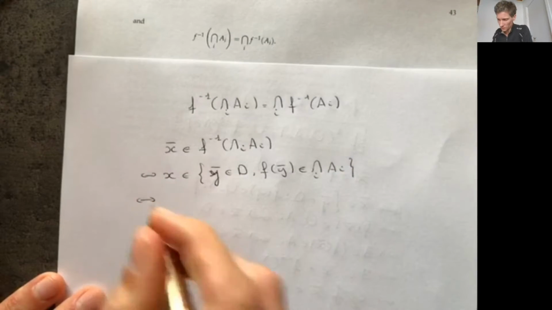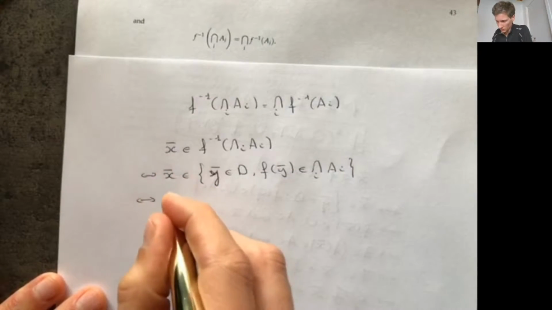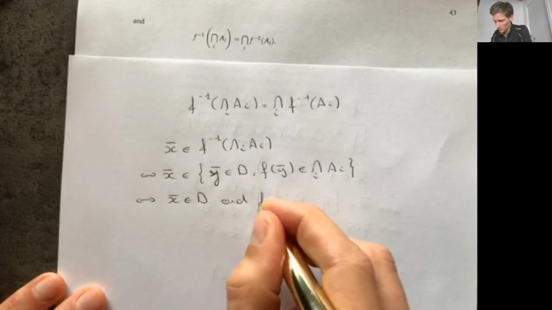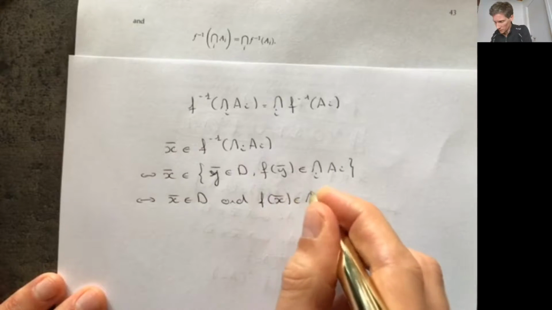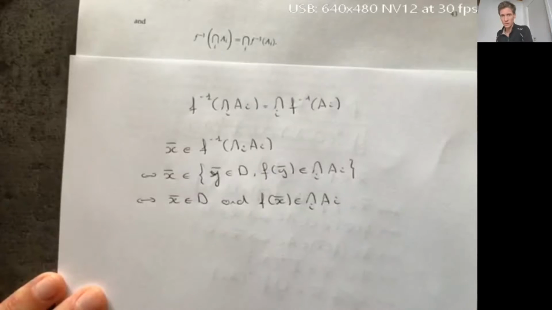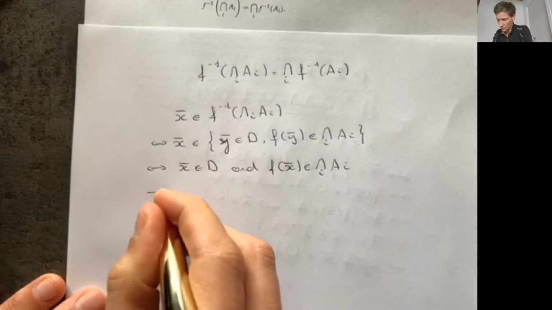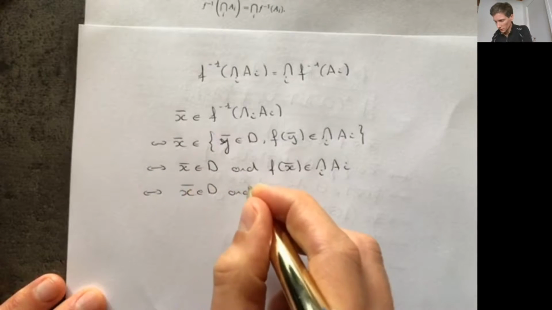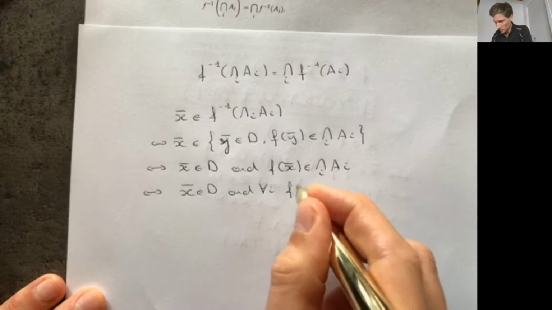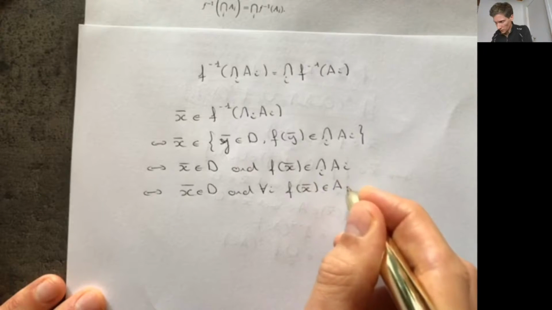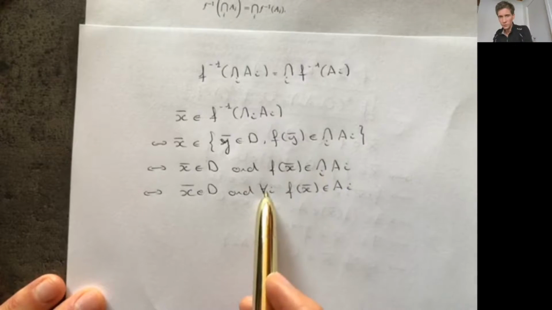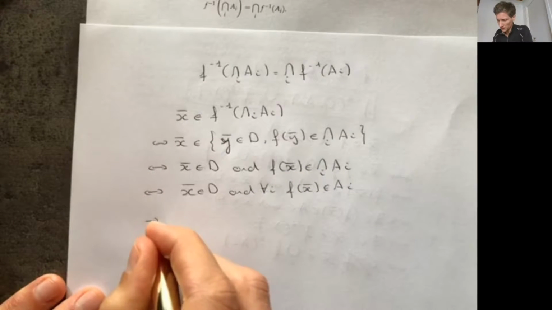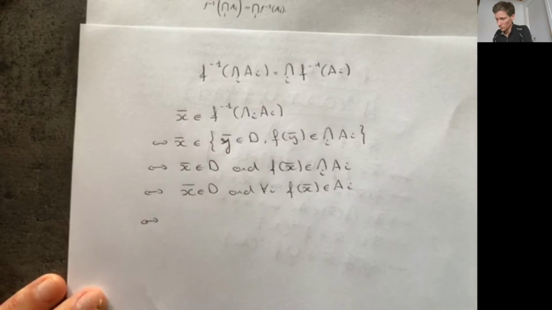Okay, this is the same as saying that x is in the domain and f of x is in the intersection over all i of A_i. This is the same as saying that x is in the domain and for all i, f of x is in A_i. Okay, if it's in the intersection, then it has to be in all of them. If it's in all of them, then it's also in the intersection. Okay, and then we can bring the for all i in front.